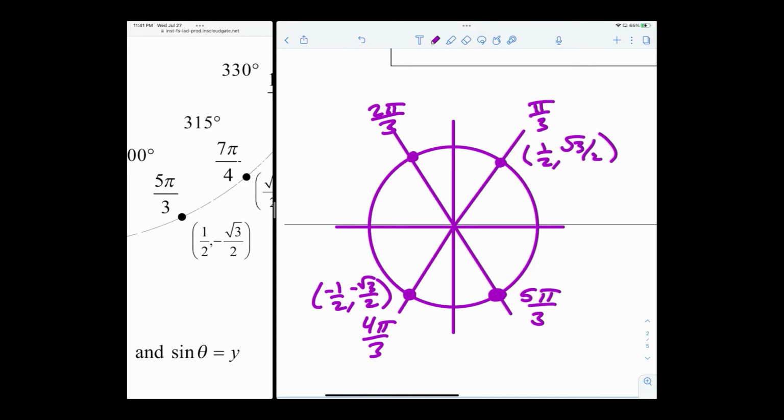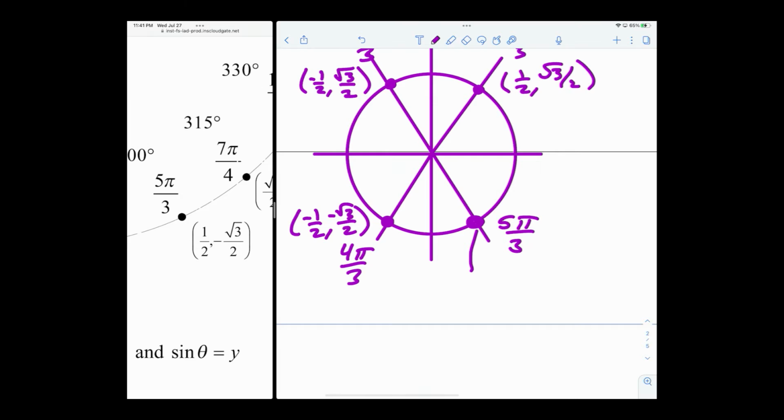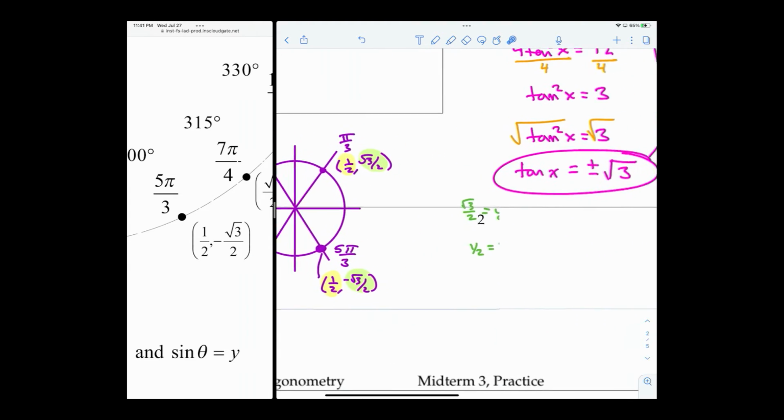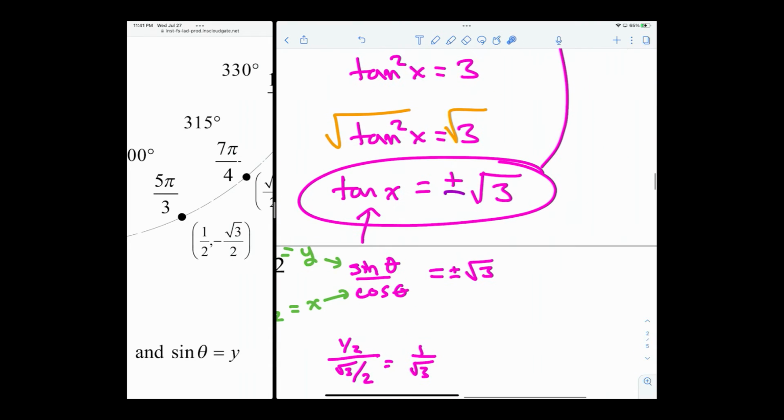And all of those have, I didn't write it here, but like negative 1/2, positive square root 3 over 2. The one down here is positive 1/2, negative square root 3 over 2. But they all have the square root 3 as the y value, and they all have the 1/2 as the x value. So when you put the y value over the x value to calculate the tangent, you're going to get a square root of 3. The only difference is sometimes you're going to get a plus and sometimes you're going to get a minus depending on what the signs are on the y and the x.